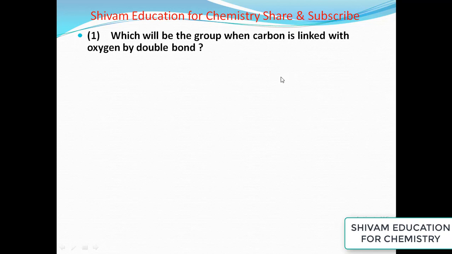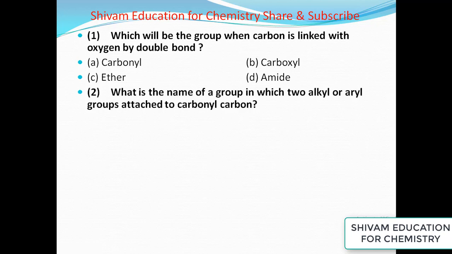Now first, which will be the group when carbon is linked to oxygen by a double bond? When carbon is joined to oxygen with a double bond, what is the name of this group? It is known as a carbonyl group. So the answer of question number 1 is carbonyl group.